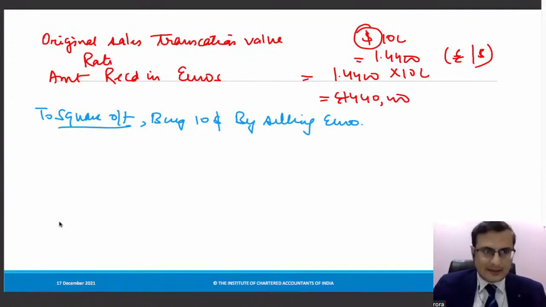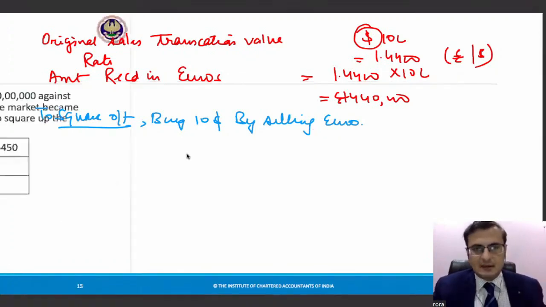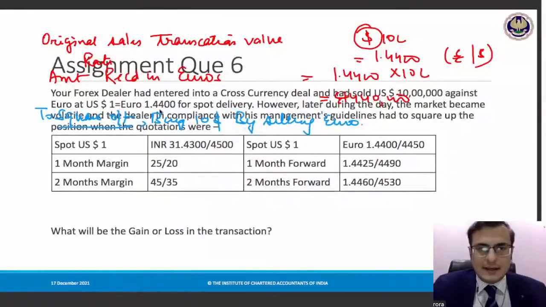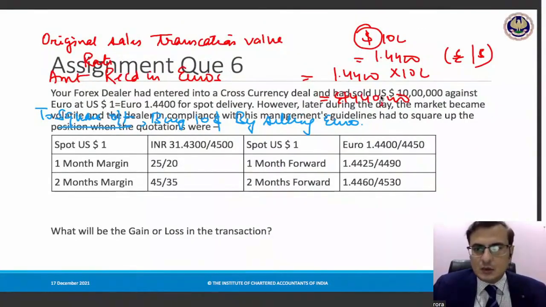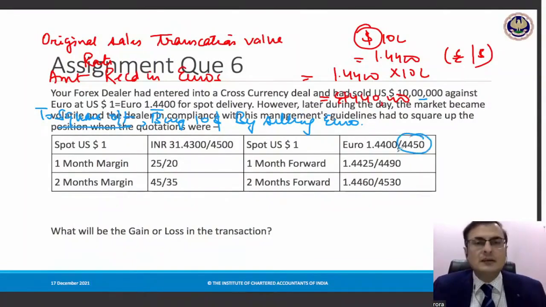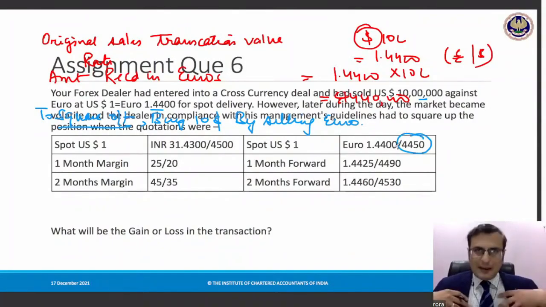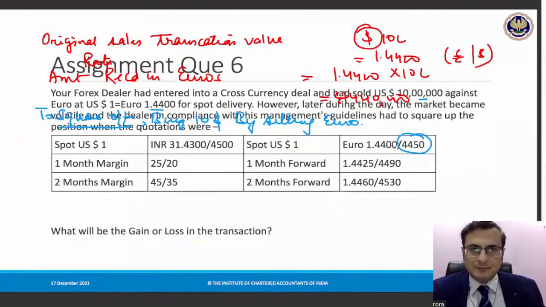Clear? I'll take you to the question. Just wait. See here. It is written over here. You have sold 10 lakh US dollars at the rate of 1.440. Now you will have to square off your transaction. You will buy the dollars. And at what price do you buy? If you are buying, the interbank will be selling, and they will be selling at the ask rate.